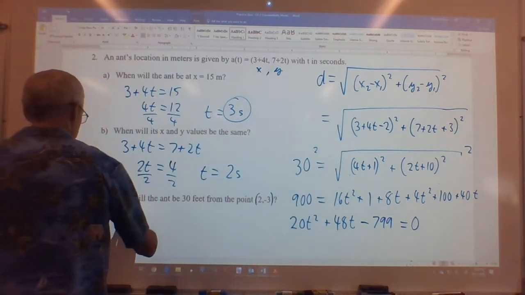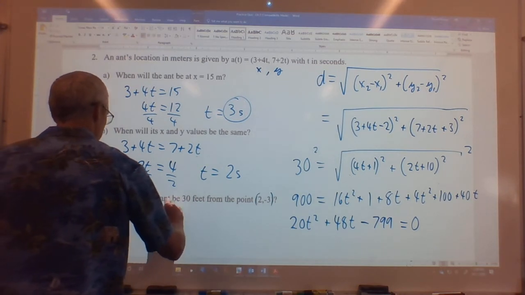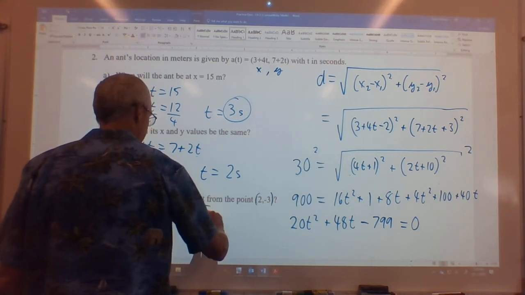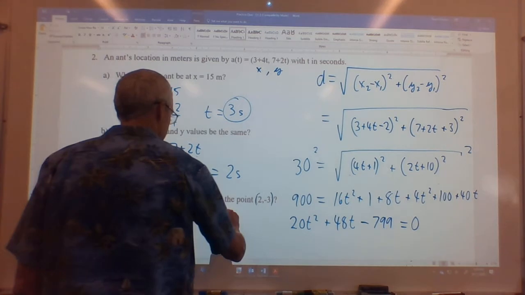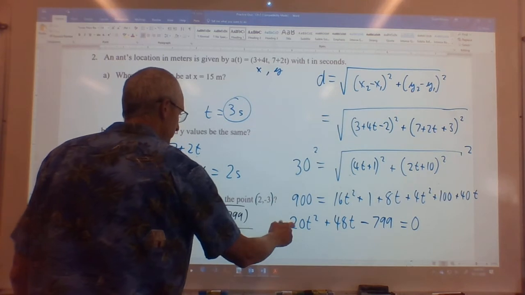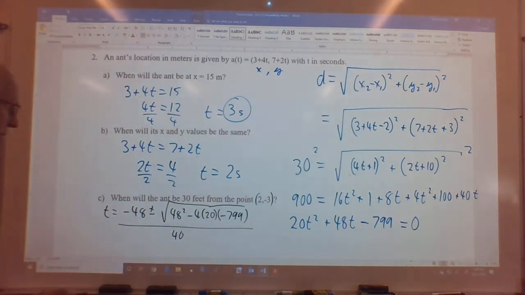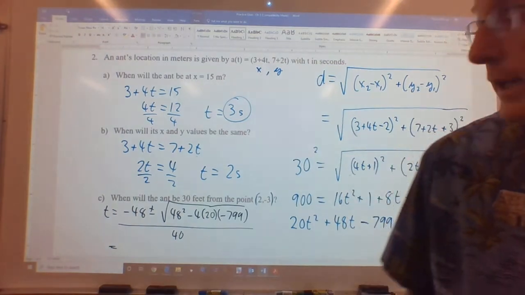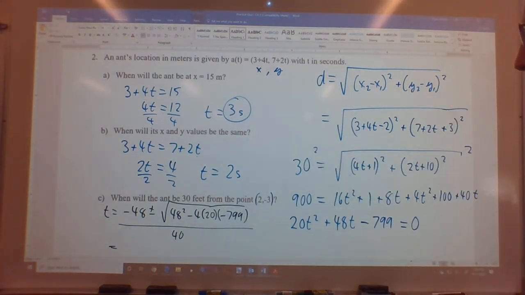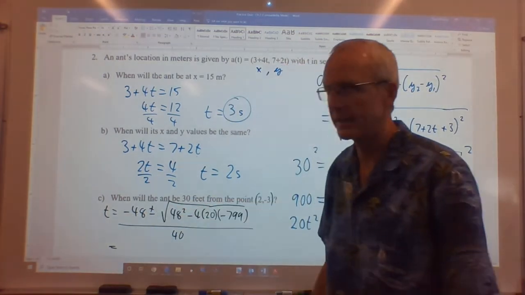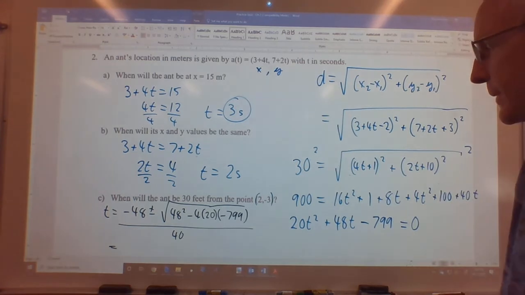So t is equal to negative 48 plus or minus the square root of b squared, 48 squared, minus 4a is 20, c is negative 799, divided by 2a, which is 40. This is plus in there again. So negative 48 divided by 40. We want a positive answer. We don't want to go backwards in time, so we're going to take the plus again, because a negative has got to be a positive to give us a positive answer. We don't want a negative time.